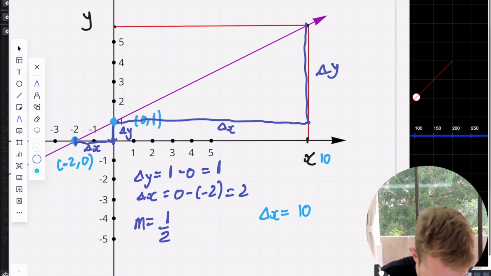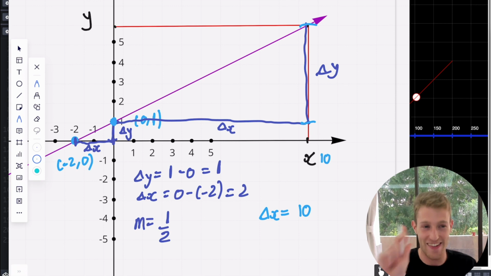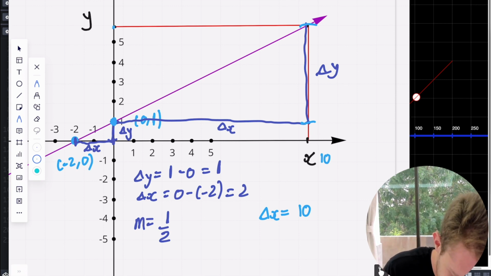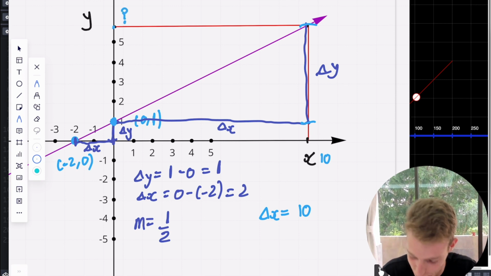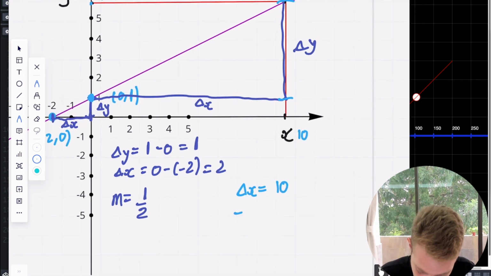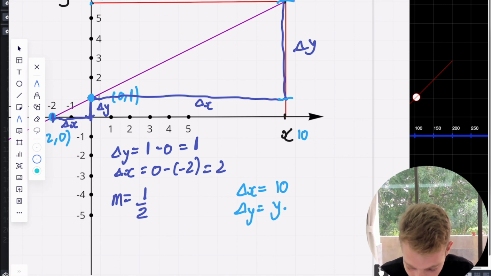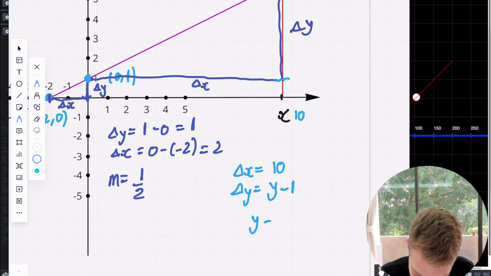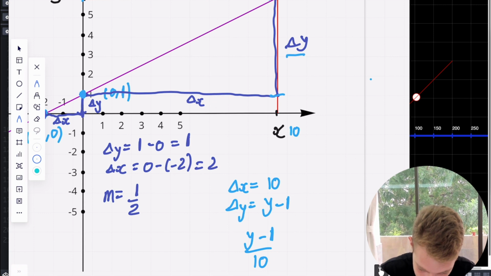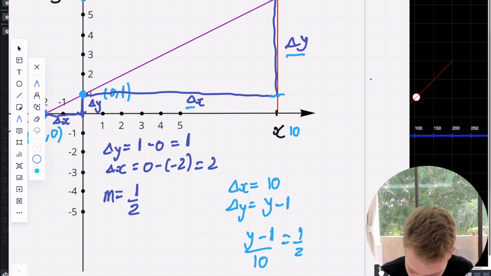Our change in y is the following. It's going from there to there. So we're going from 1. Now there's the key. We don't know what this y coordinate is. That's what we're trying to work out. But we know it has to be a value such that delta y is equal to whatever this y is. Let's give it a value y minus 1, because that's there. So we can say y minus 1 over 10. That change in y over change in x must be equal to 1 over 2.